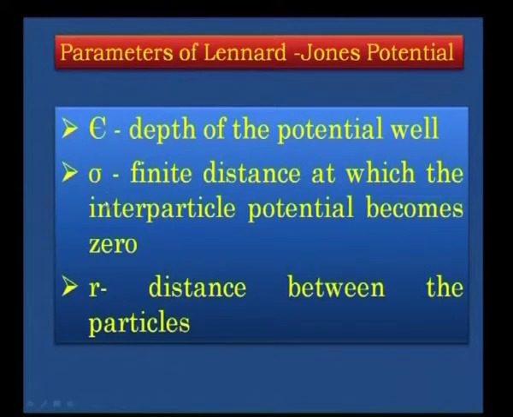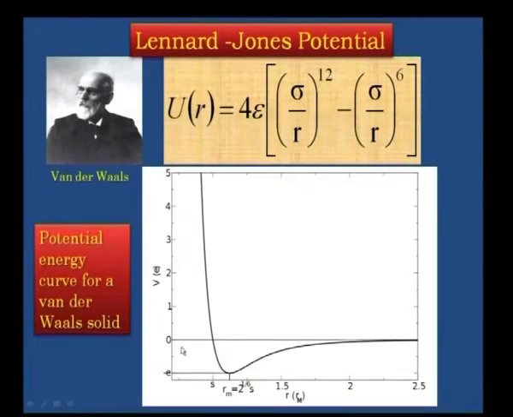Then sigma is an important parameter. It is a finite distance at which the interparticle potential becomes 0. Where is sigma here? Sigma is found here. You have one atom here, another atom here. So, the interatomic or interparticle distance becomes 0 for this distance. When the distance is this much, the potential is this much, and so on, it becomes 0 exactly for this. So, this is sigma, the interparticle distance at which the potential becomes 0, and epsilon is the depth of the potential, and r is of course the distance that separates the atom at the origin and the atom at any other point, a variable that you have along the x axis.